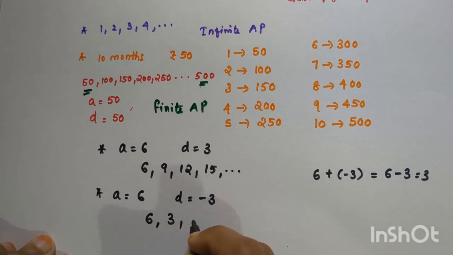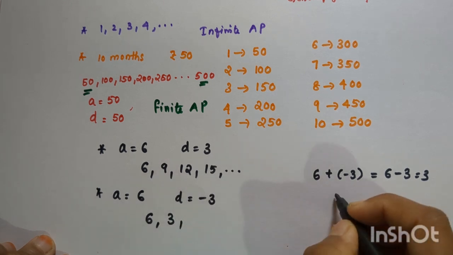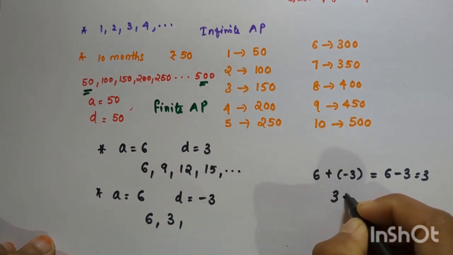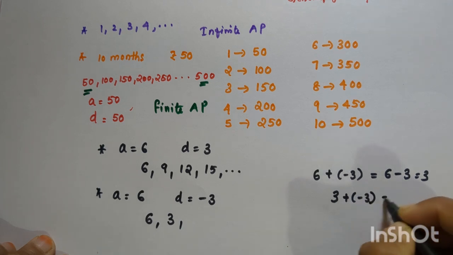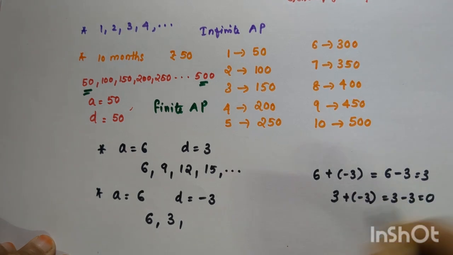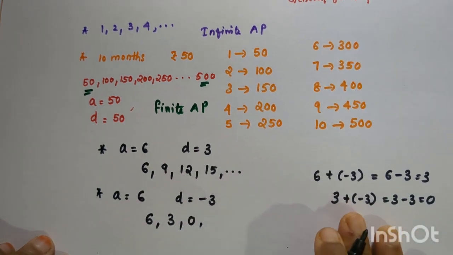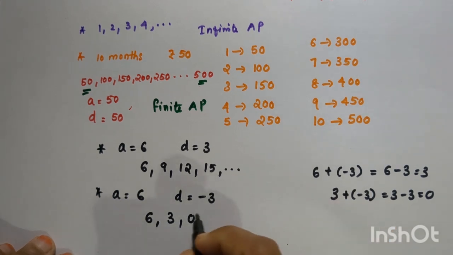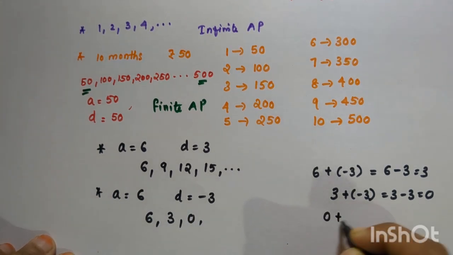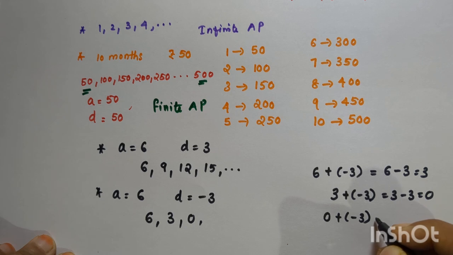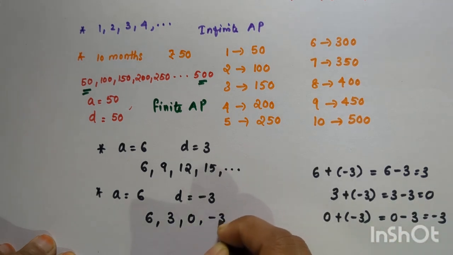Okay, now to get the third term, its preceding term is the second term, 3. Add the common difference with it. So this is like 3 minus 3, and 3 minus 3 is 0. Now to get the fourth term, its preceding term is 0. So add the common difference minus 3 with it. So this is like 0 minus 3, which is equal to minus 3.